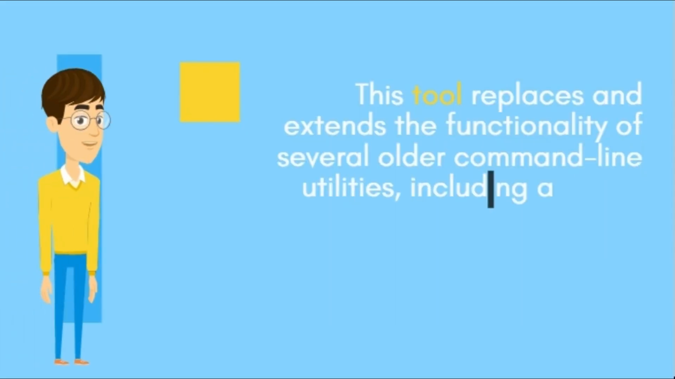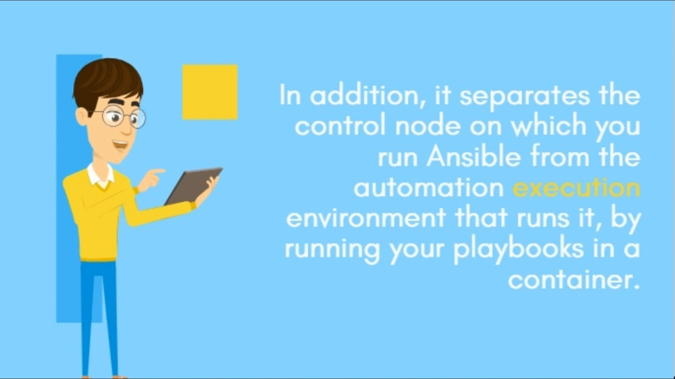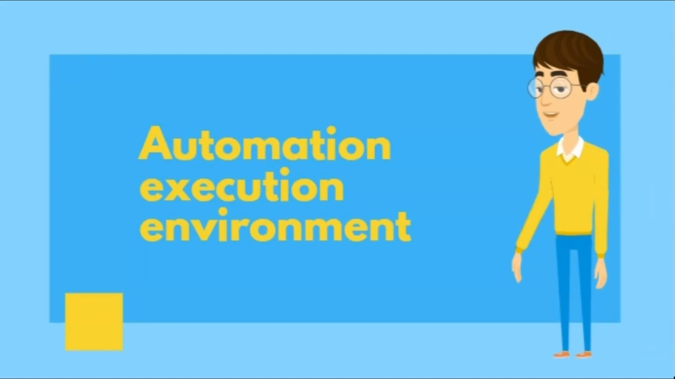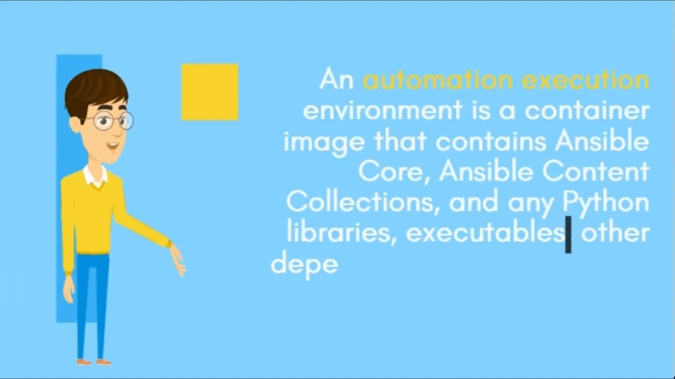Ansible Automation Platform 2 provides a new top-level tool to develop and test Ansible playbooks, the Automation Content Navigator. This tool replaces and extends the functionality of several older command line utilities, including Ansible Playbook, Ansible Inventory, Ansible Config, and so on. In addition, it separates the control node on which you run Ansible from the automation execution environment that runs it, by running your playbooks in a container. This makes it easier for you to provide a complete working environment for your automation code for deployment to production.